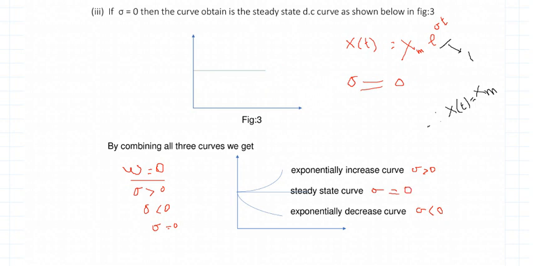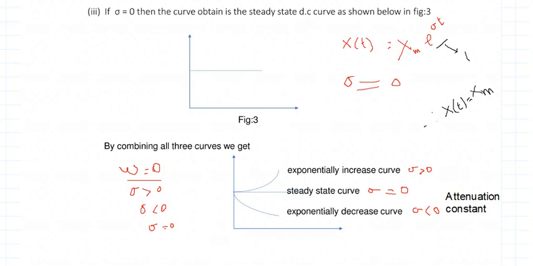Now I am going to tell you a very important characteristic of sigma. What is sigma also called as? Sigma is also called attenuation. It's an attenuation constant. This is a very important thing. Sigma is also called the attenuation constant.